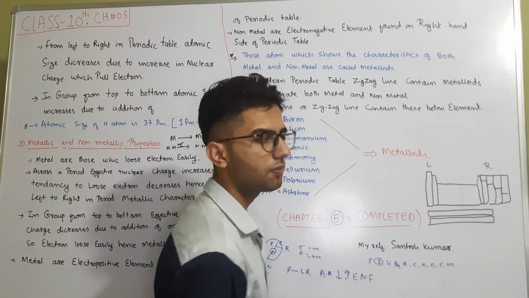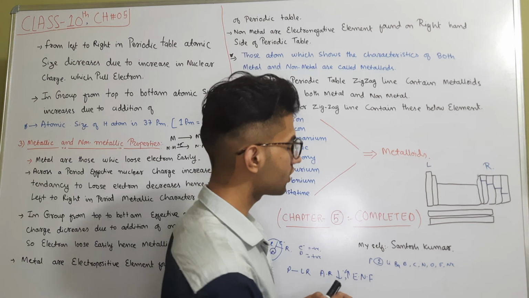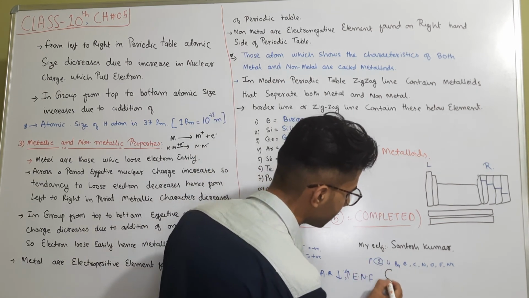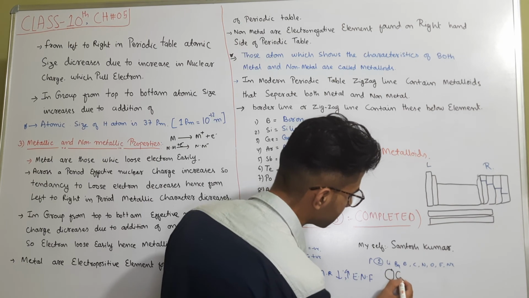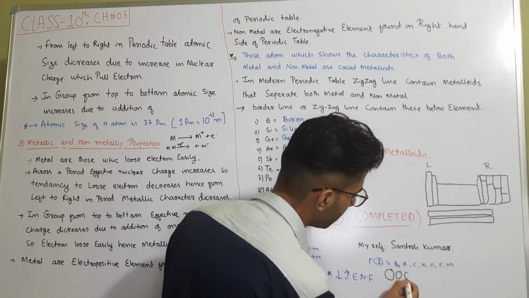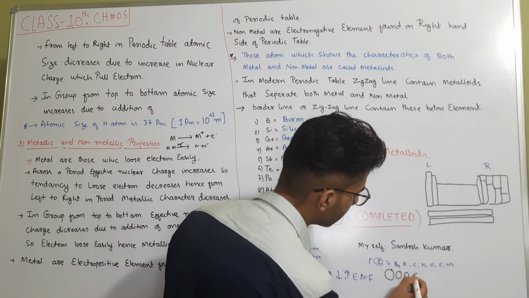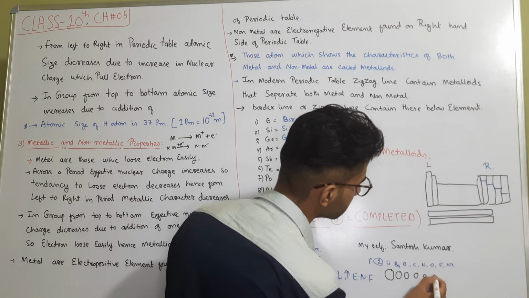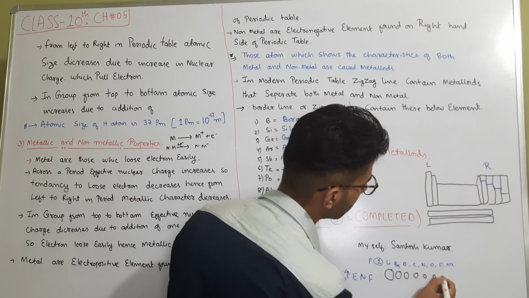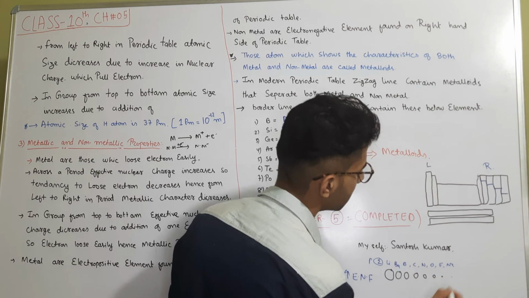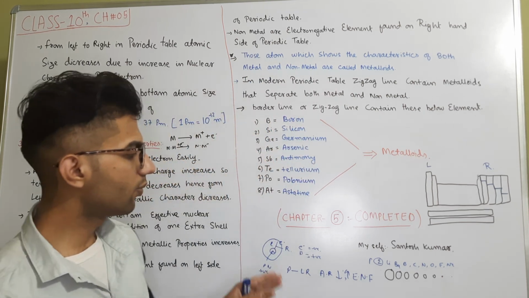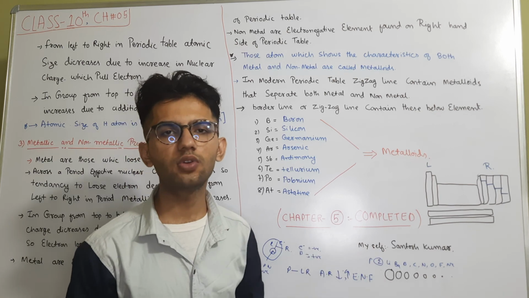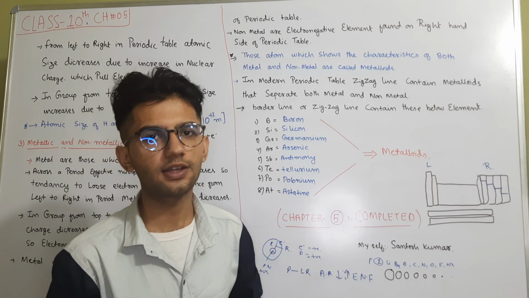Now if I want to represent them by their size, the atomic size decreases moving from left to right. If lithium has that much size, beryllium has a smaller size than it, boron is comparatively smaller, carbon is smaller than that, nitrogen is smaller than carbon, oxygen is further smaller than nitrogen, fluorine is even smaller, and neon is smaller than fluorine. So if we move from left to right, the atomic size decreases. The reason behind it is that the effective nuclear force increases.